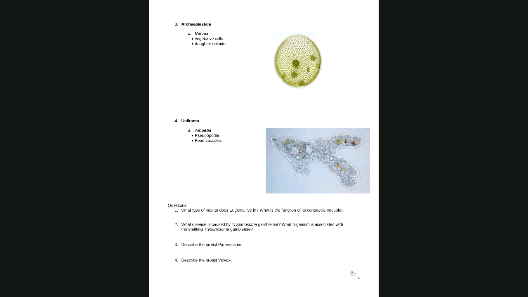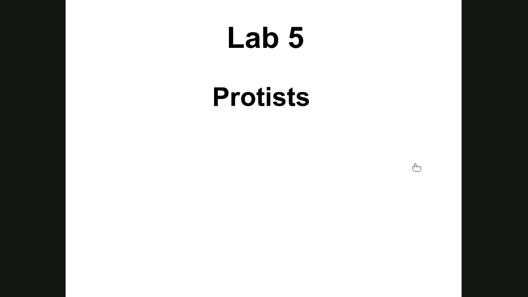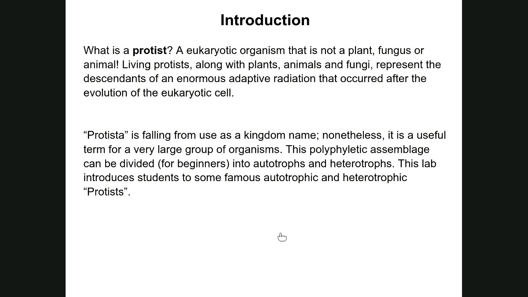Let me see if I can bring up the PowerPoint right now. Okay. So I'm not going to go through the PowerPoint step by step, but I do have the PowerPoint there. It gives you the introduction. What is a protist? A eukaryotic organism that is not a plant, fungus, or animal. Living protists, along with plants, animals, and fungi, represent descendants of an enormous adaptive radiation that occurred after the evolution of the eukaryotic cell. And this is a part where it talks about that; we'll focus more on it in chapter 28 in lecture. Protista is falling from use as a kingdom name. Nonetheless, it's a useful term for a very large group of organisms.